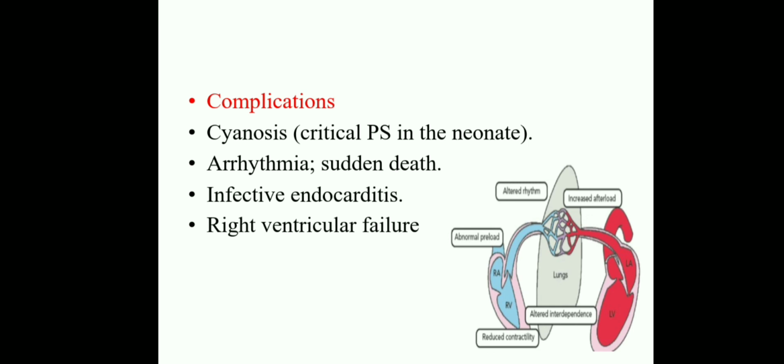And the next one is infective endocarditis. What is infective endocarditis? Because of these congenital malformations, infections, bacterial and then fungal, are present in the heart muscles. Because of that, the child suffers with cardiac problems and infections. And finally, right ventricular hypertrophy and right ventricular failure occur, because everything is dumping in the right ventricle. The outflow will not be there, so it accumulates, causing right ventricular hypertrophy, and finally right ventricular failure. These are the complications of pulmonary stenosis.